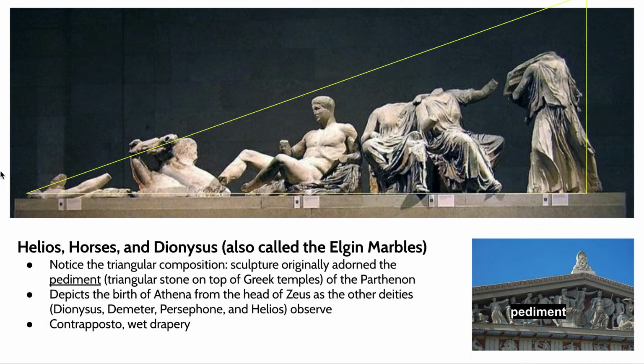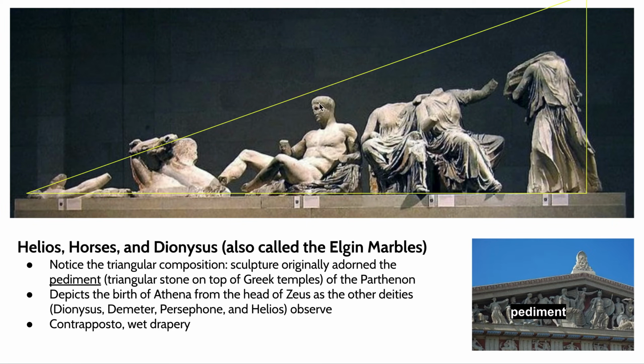During the removal of the Elgin marbles, a lot of parts were broken off and destroyed because the people that were excavating it were impatient and incompetent. So this is what we have left of it today. So we have Helios in the left corner. Helios is the god of the sun. He basically has a chariot drawn by horses that carries the sun across the sky in Greek mythology.